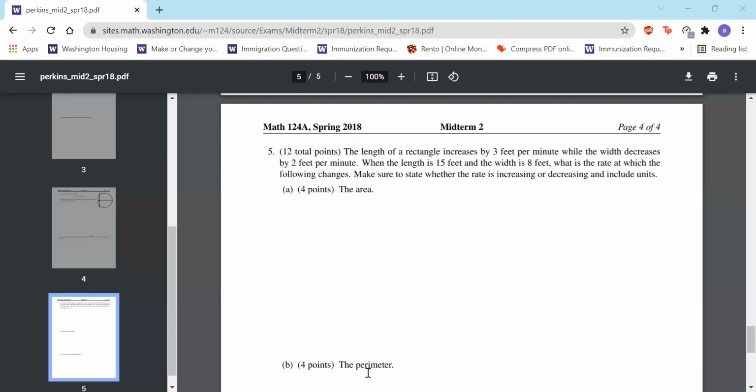Sounds good. So for part B, it is parameters. Yes, it is related to rate.